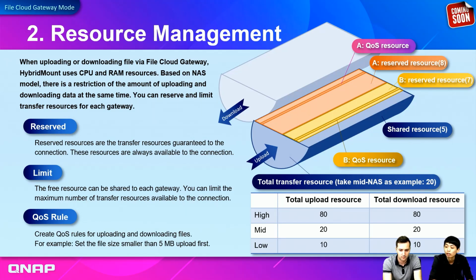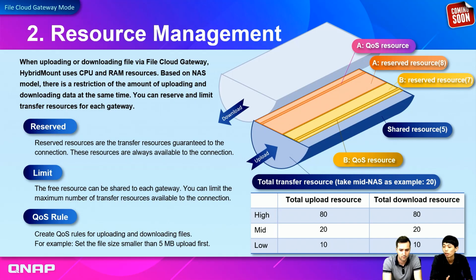Okay. So if we take the B connection as an example, if we have maybe 20 files we want to upload, we have 7 resources we can use, guaranteeing an upload of 7 files at the same time. And we can also use the shared resource 5.